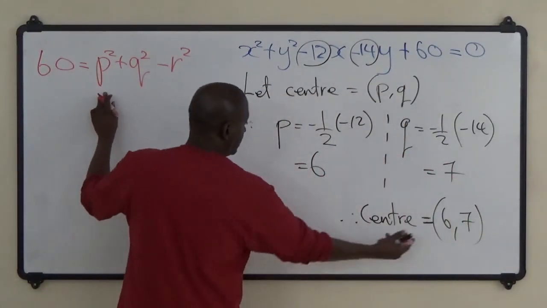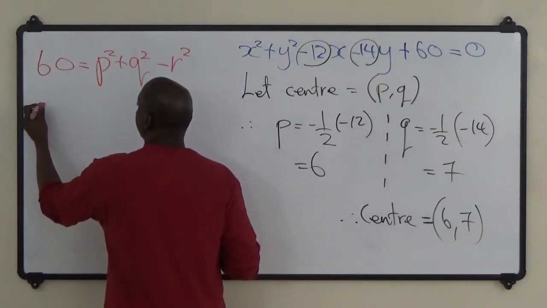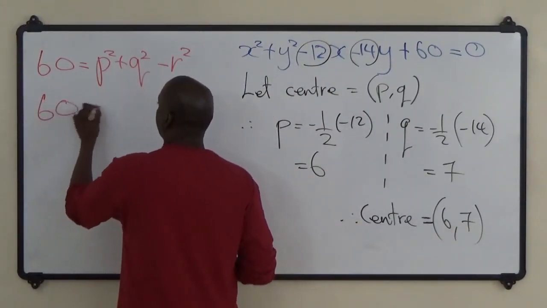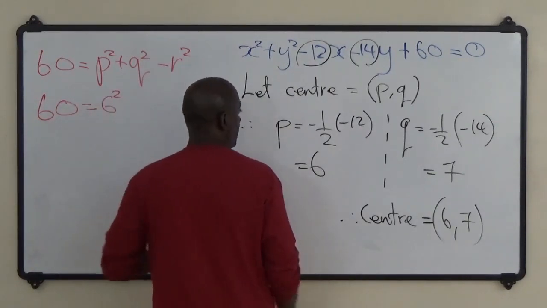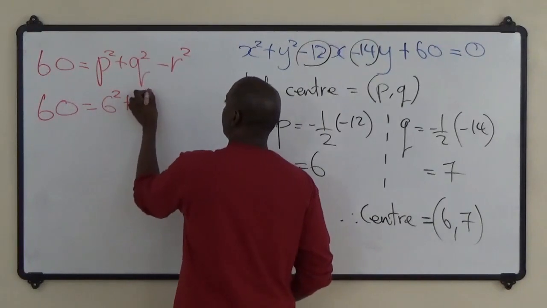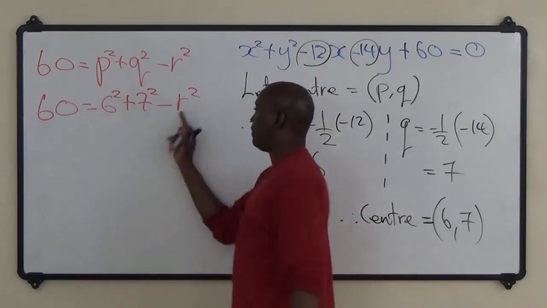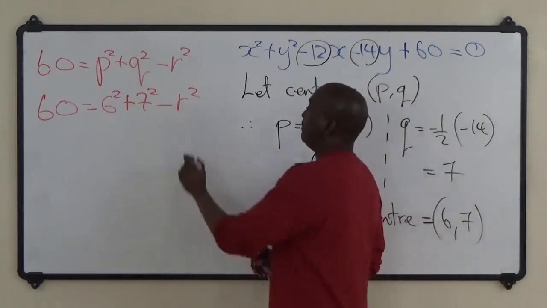We know that P is equal to 6. So we could say that 60 is equal to 6 squared plus, we know that Q is equal to 7, 7 squared minus R squared. So now we have a situation where we could actually find the value of R.